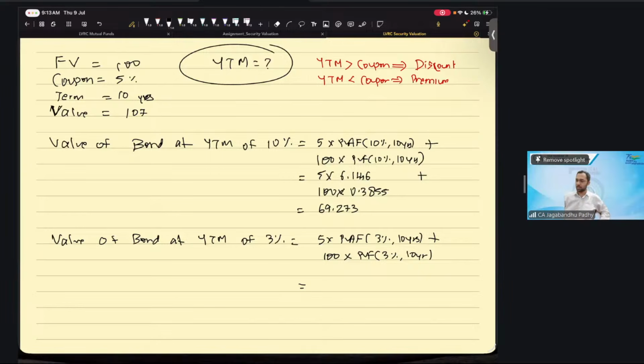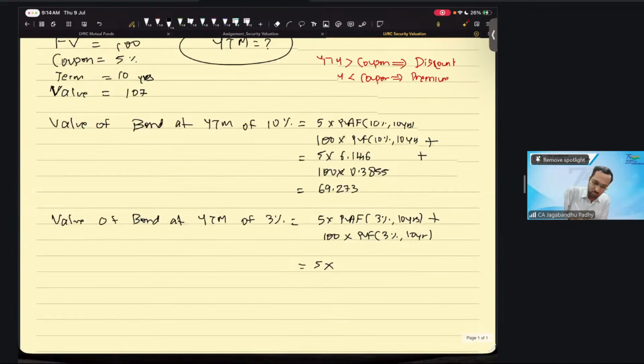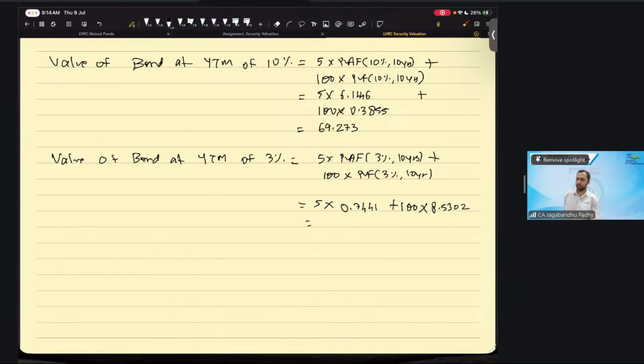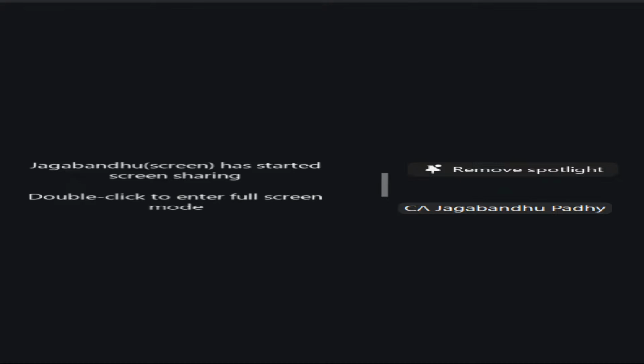So this is going to be 5 into 0.7441. That is 3.720. What will be the value of the bond if YTM is the same? It's going to be 100.